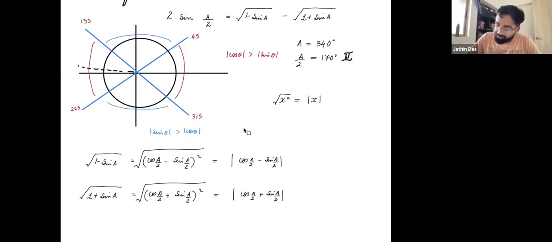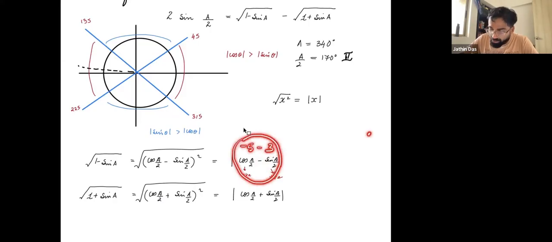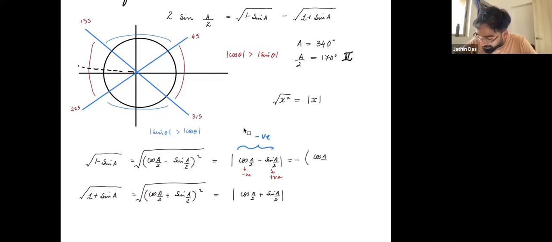Okay. Now, let us see the first one. In the second quadrant, cos is negative and sine is positive. But negative of a positive quantity, this becomes like -5, -3. Do you understand? So the whole value inside the mod is negative or positive? Negative. So if the whole value is negative, then you will get a minus sign outside. So minus cos A by 2 minus sin A by 2. Clear?